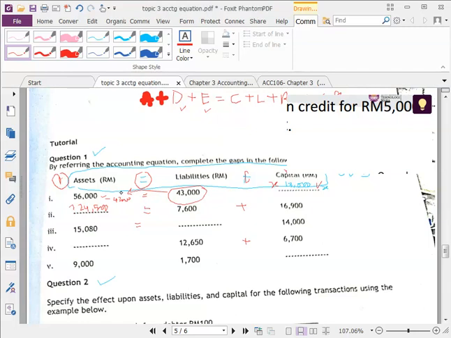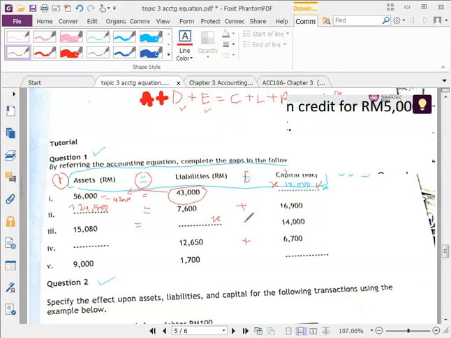Okay. So very good, 24,500, because we know that asset is equal to liability plus capital. Okay, that is the important thing that you must understand. Next, the third one: asset is 15,080, liabilities is how much? Capital is 14,000. Can someone please answer this question?